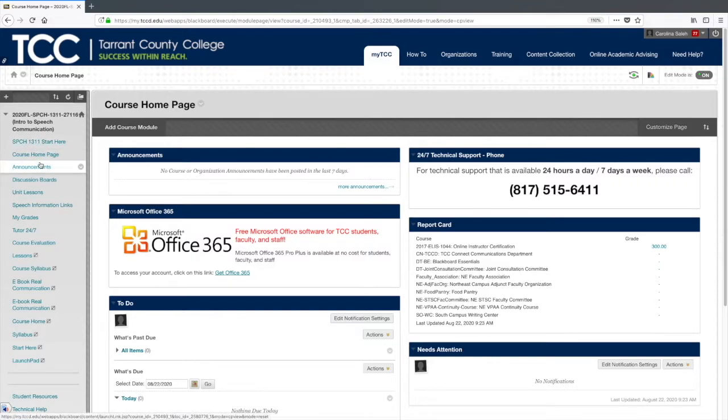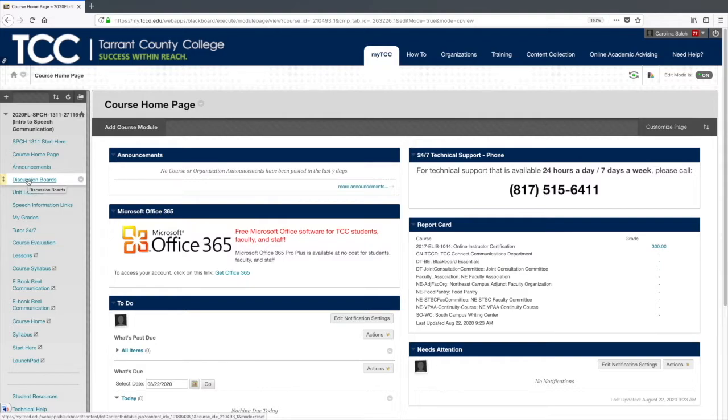So let's go back. I want you to be familiar with the navigation menu. If I have announcements, you would click on that to see the announcements that I have put up, any class updates. Make sure that you're checking your announcements on a daily basis. Right here, there's the link to discussion board.